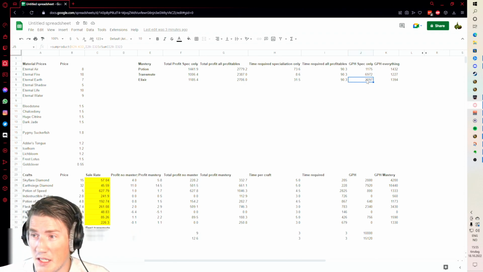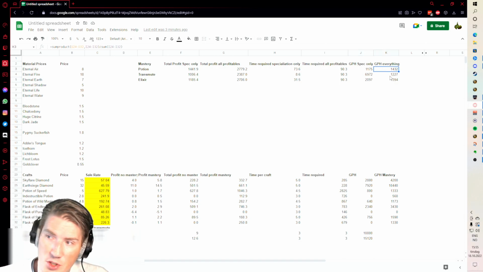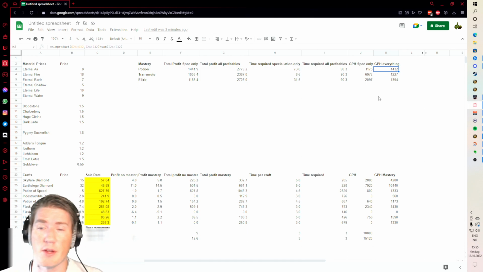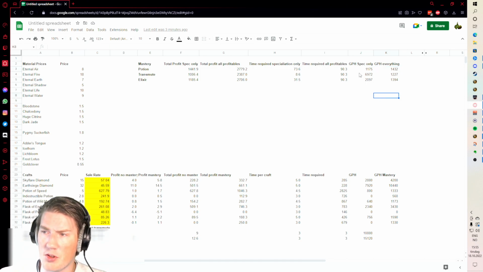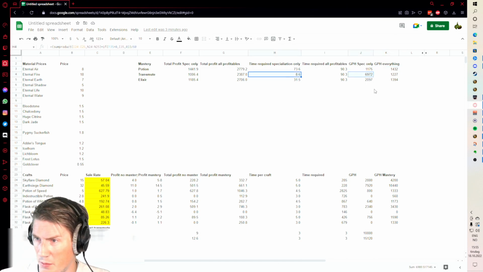And then obviously elixir mastery, if you just do the elixirs, is also higher gold per hour. If you do absolutely everything, like if you have infinite time and you spend 90 minutes crafting everything, then potion mastery becomes the best gold per hour again, because now you're doing absolutely everything. But this is extremely juicy from an efficiency point of view, right?